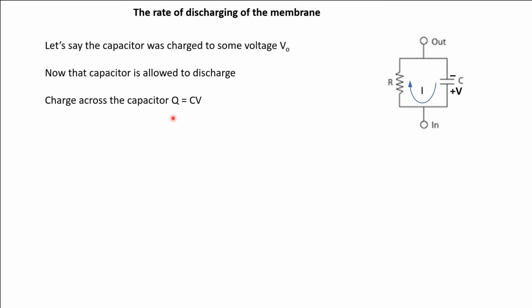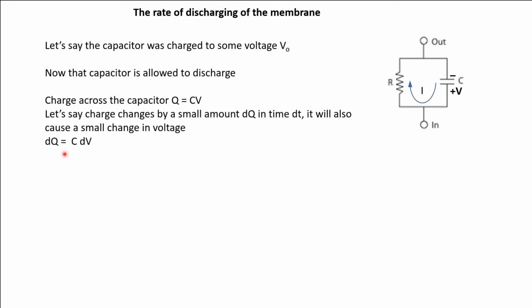In a small time dt, we can say that if charge changes by an amount dq, that will also cause a change in the voltage dV. So we can write dq is equal to C dV. If we divide both sides by dt, we get dq by dt is equal to C times dV by dt, or basically saying that the rate of change of charge is proportional to the rate of change of voltage. Now the rate of change of charge is dependent on the current. So if more current is flowing, then the charge will be decreasing faster.